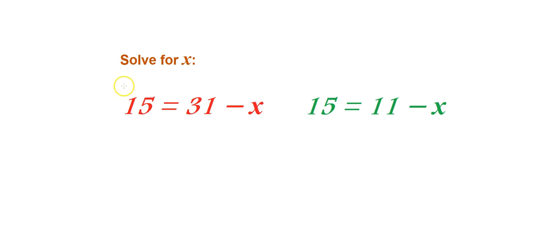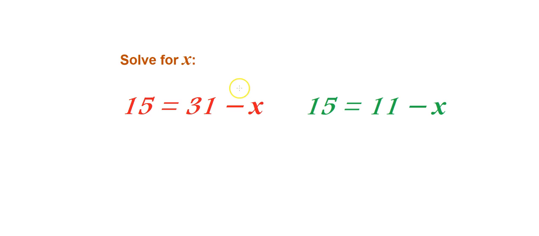Just as a reminder, what this says is 15 equals 31 minus x. What that means is that the left-hand side of this equation has the same value as the right-hand side. That means both sides are the same, which means that the equation is balanced. So we want to keep the equation balanced throughout all our working, which means that if we make a change to one side of the equation, we have to make sure we do the same change to the other side of the equation. And if we do that, the whole equation will stay balanced.